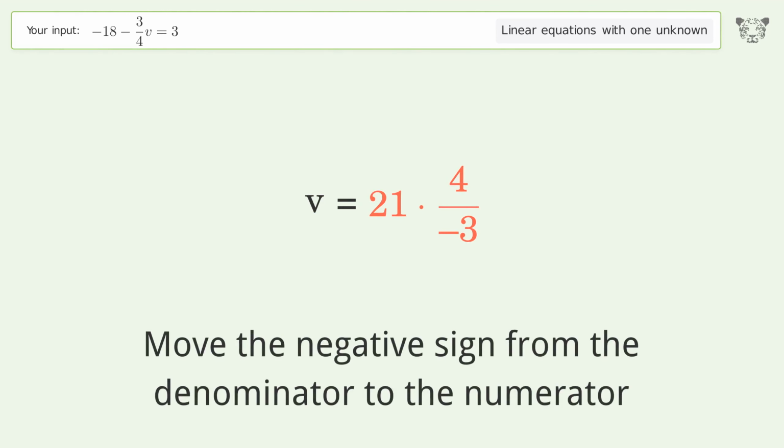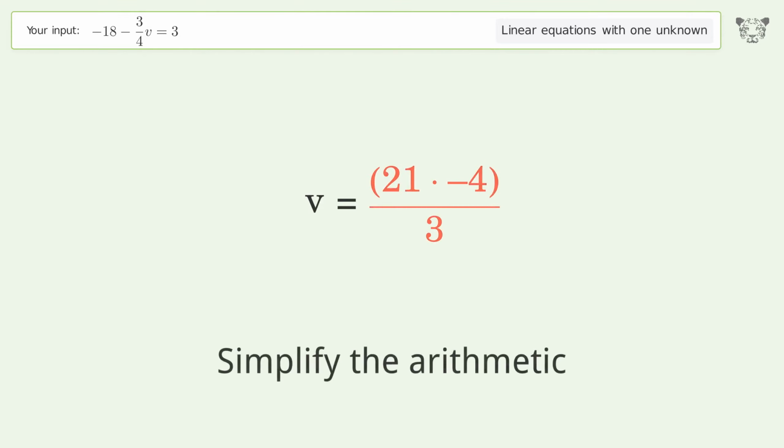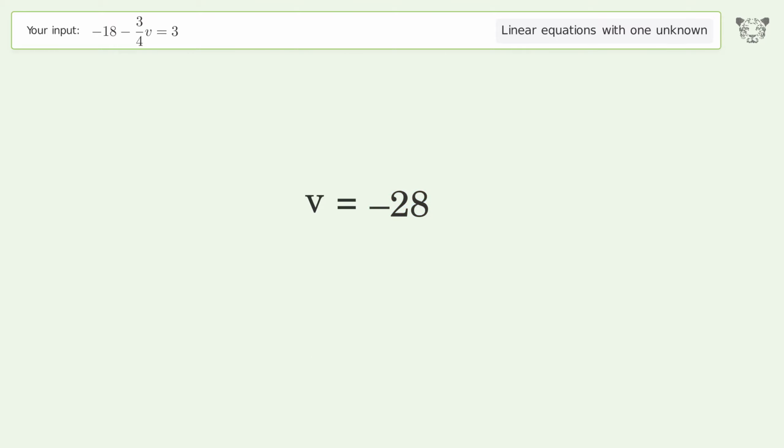Move the negative sign from the denominator to the numerator. Multiply the fractions. Simplify the arithmetic. And so the final result is v equals -28.